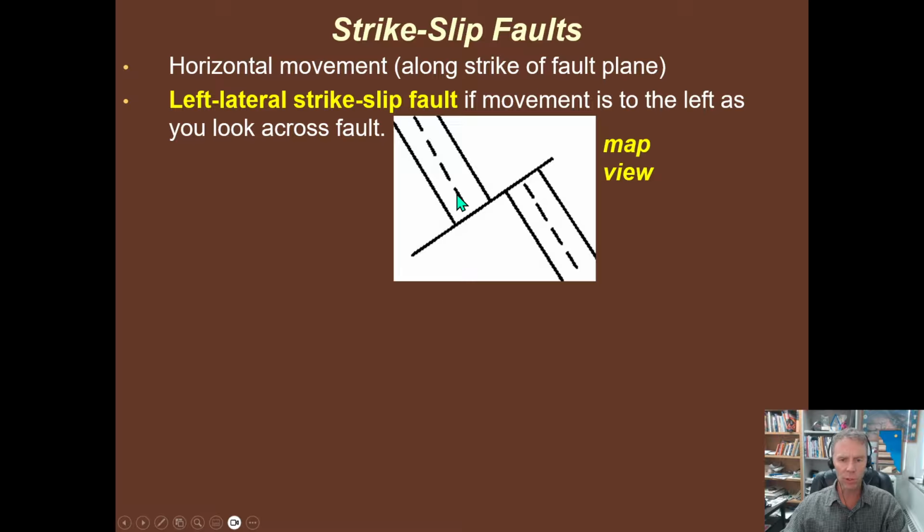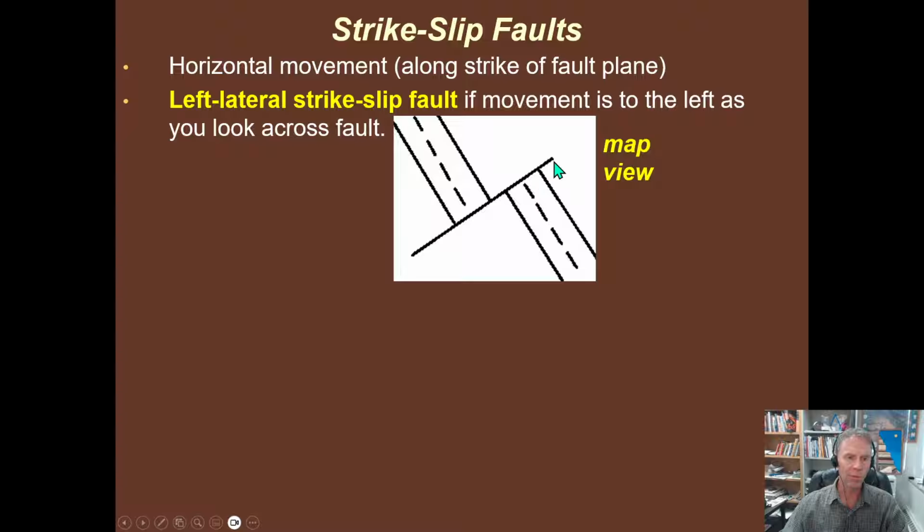And notice this works no matter what your perspective is. If you come along the road here on the up or north side of the fault, and you stand on one side of the fault looking across the fault, you're going to have to turn your head to the left from that perspective to see the rest of the road. So that makes this a left lateral strike-slip fault.